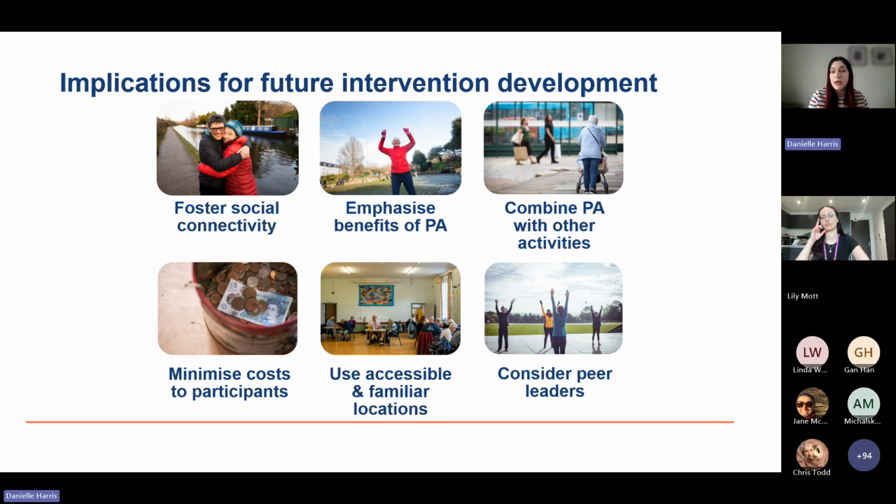They should look to minimise cost to participants, so for example, by providing activities free of charge, but also helping with travel costs to get to sessions. They should consider holding interventions in locations that are easy to get to and are already familiar for participants. And they should consider using peer leaders to deliver the interventions.